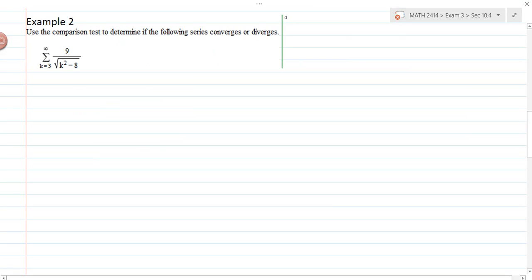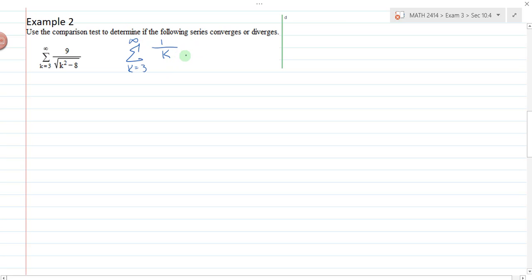In example 2, we're asked to use the comparison test to determine if the following series converges or diverges. When I strip away the constants here, that 9 isn't going to matter. I'm going to compare this to the series k equals 3 to infinity of 1 over, and now I'm taking the square root of k squared. I'm not going to worry about that constant 8. And when I take the square root of k squared, I get k.